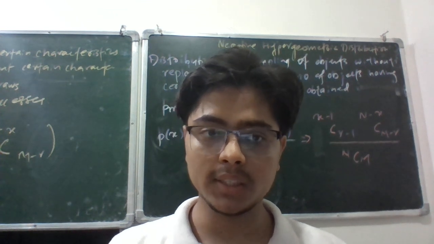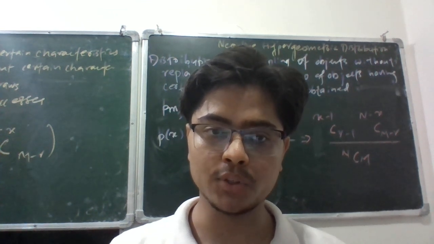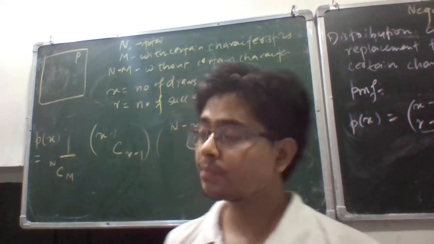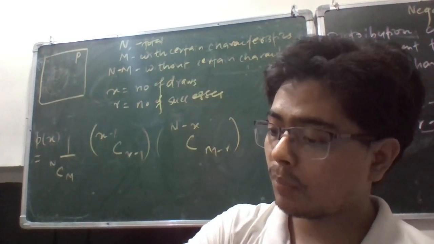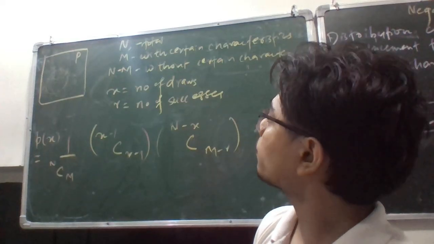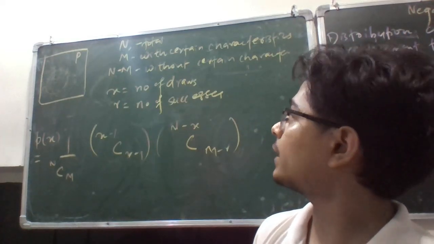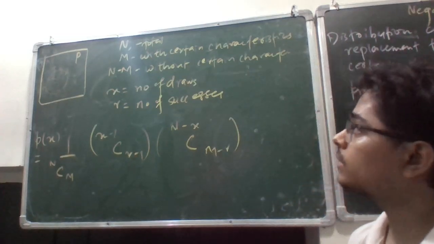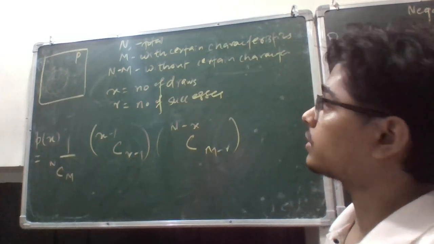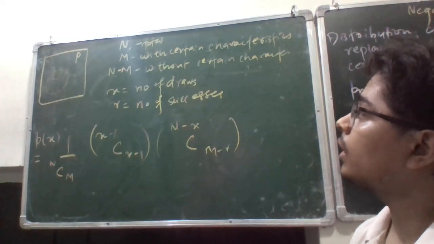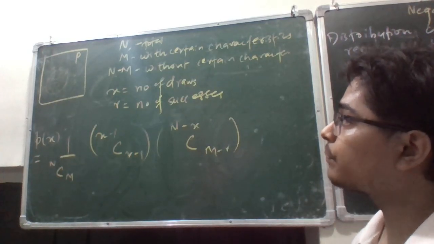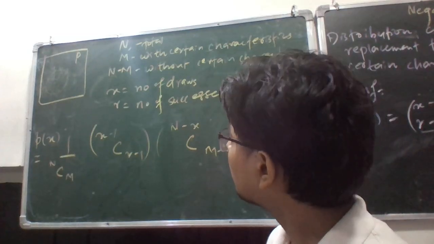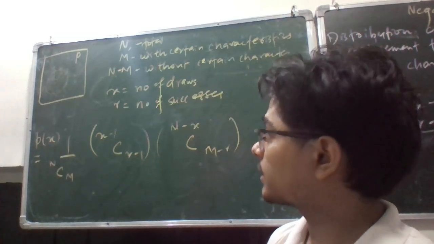Hello everyone, let's discuss negative hypergeometric distribution. Let's take a population which has n number of items. Among them, m are the items with certain characteristics and n minus m are the items without any certain characteristics. If you consider this case, let's suppose x be the number of draws and r be the number of successes.